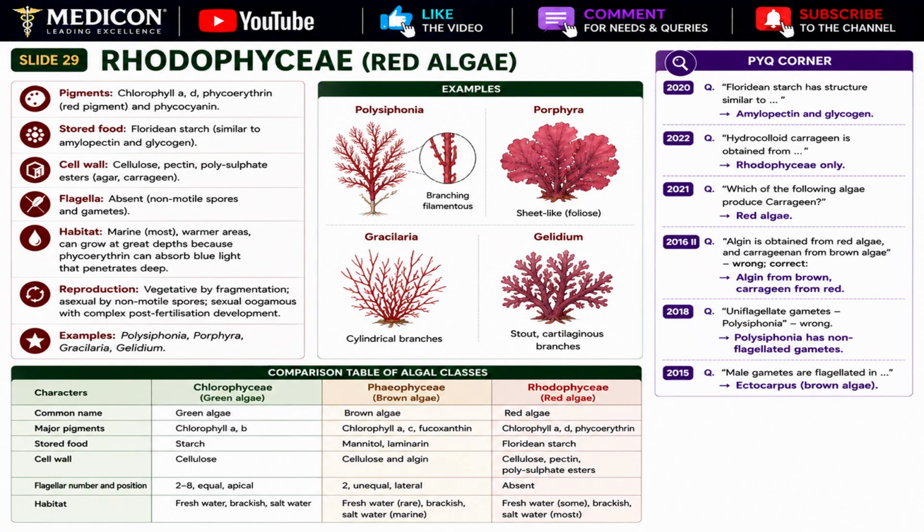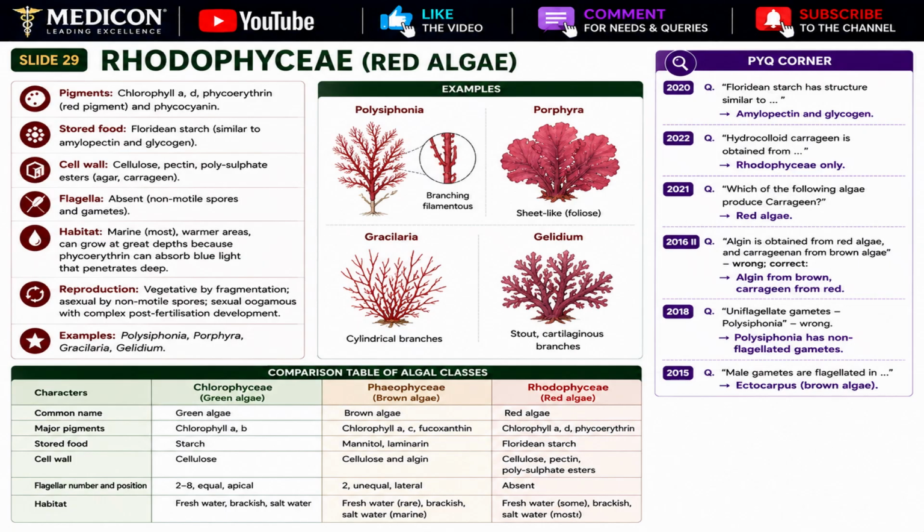Okay, stored food here is Floridean starch, that is similar to amylopectin and glycogen, that is called Floridean starch. The cell wall is cellulose, pectin, and polysulfate esters like agar and carrageenan. Flagella is absent. It is non-motile spores and gametes. So habitat is mostly marine.